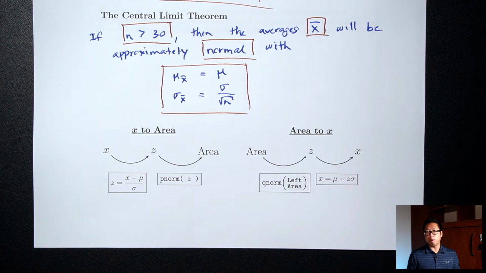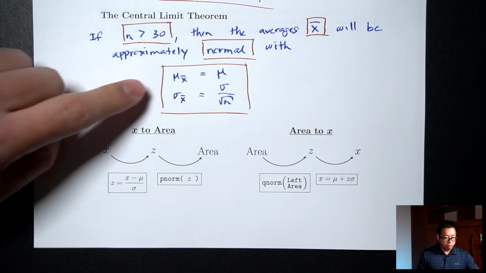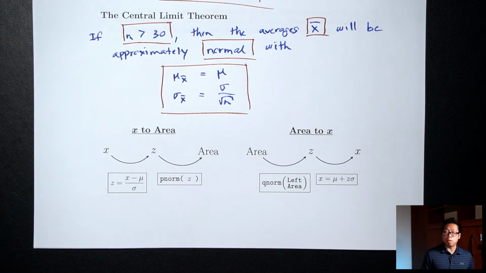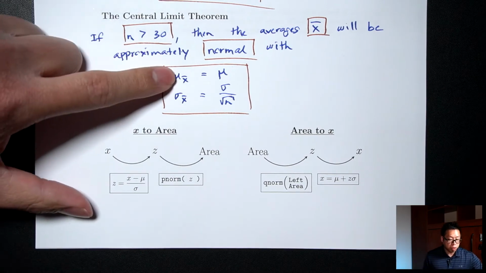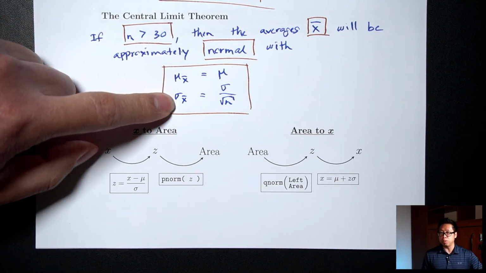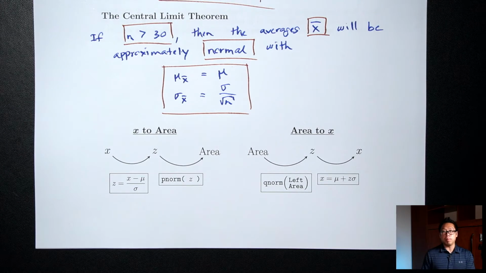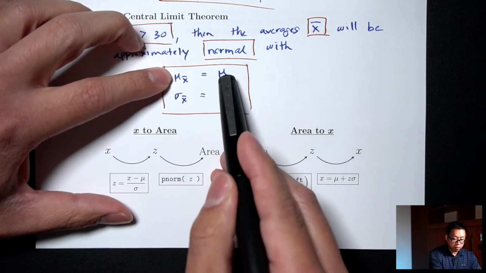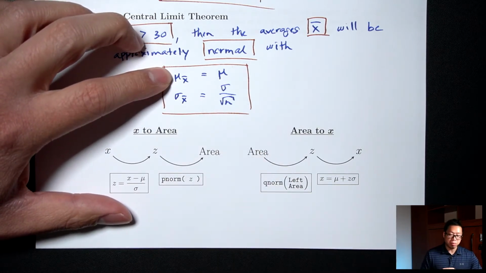So in terms of solving problems, the only thing that's really new today is this box. And this box refers to what mean you should use and what standard deviation you should use if you are picking more than one person, if your sample size is more than one. So if your sample size is more than one, the mean is going to be the same as the original mean. So in other words, you don't change that.